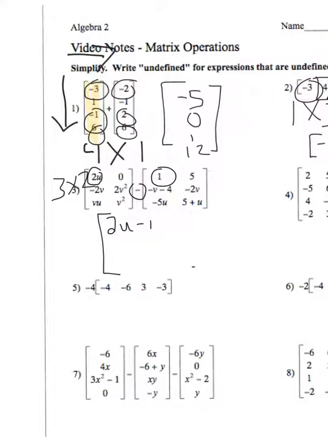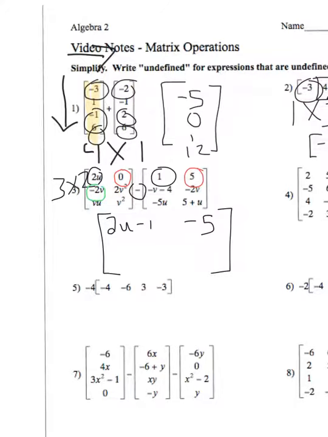Let me make this a little bit bigger. Okay, so then the next one will be the upper right corner minus the other upper right corner. So we have 0 minus 5. What is that going to make the upper right corner of the answer? 0 minus 5 is -5.